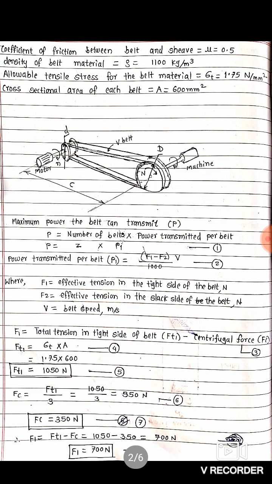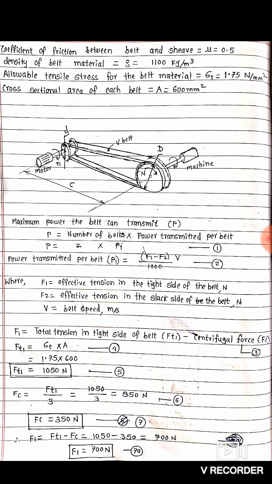Coefficient of friction between belt and shoe is 0.5, which is indicated with symbol mu. Density of belt material is also given, that is 1100 kilograms per meter cube, and which is indicated with symbol rho. Allowable tensile stress for belt material is 1.75 Newton per mm square, which is indicated with sigma t. Cross sectional area of each belt is A equal to 600 mm square, means for all 3 belts cross sectional area is same, that is 600 mm square.